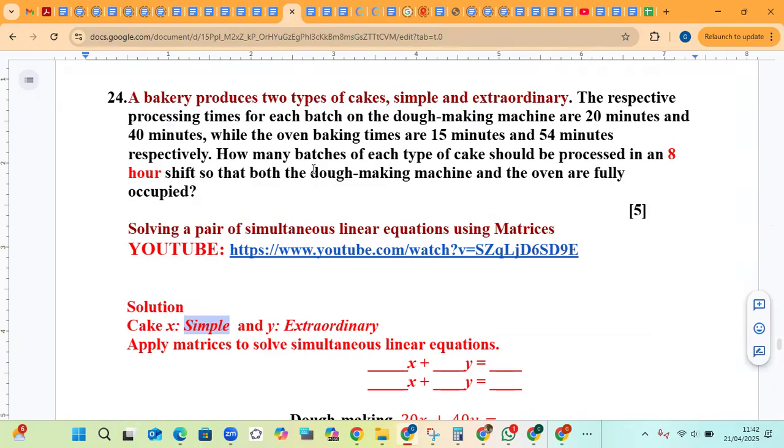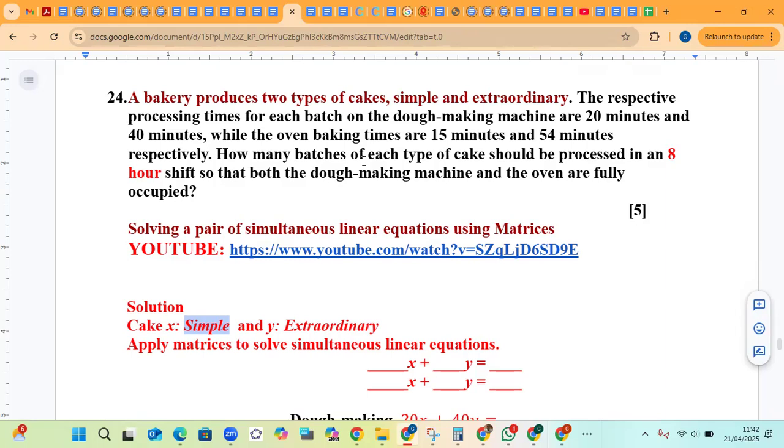So here we are in the electronic whiteboard, number 24, and it reads, a bakery produces two types of cakes, simple and extraordinary. Okay? The respective processing times for each batch on the dough making machine are 20 minutes and 40 minutes, while the oven baking times are 50 minutes and 51 minutes respectively. How many batches of each type of cake should be processed in an 8-hour shift so that both the dough making machine and the oven are fully occupied?